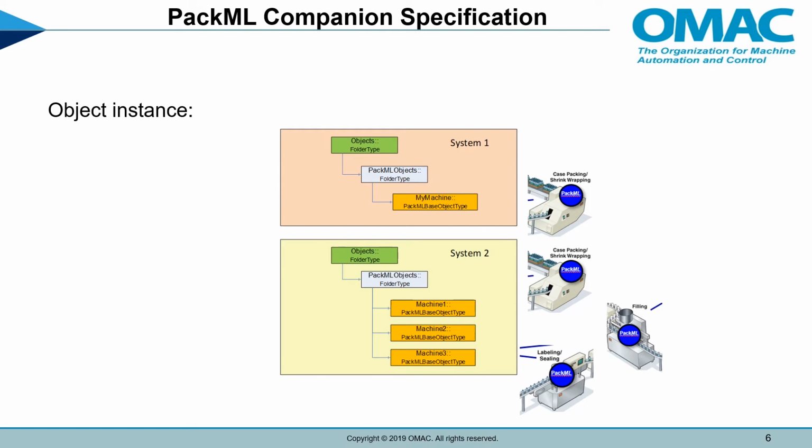In OPC UA you have a type system, and then you can have an instance system. The instance system represents your real physical machine or the thing you want to represent with OPC UA. In this case, in the upper level, one server represents only one physical machine. The second example is system 2 here.